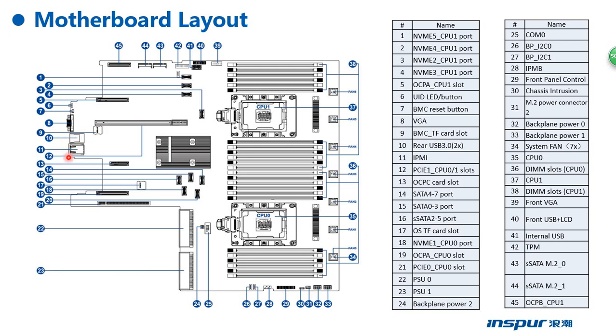The rear USB and the IPMI point. Also, we can call it the BMC point. The 12 is the PCI slot. We can install the butterfly riser card. The 13 is the OCP C slot. In the OCP C slot, we can install the network card.